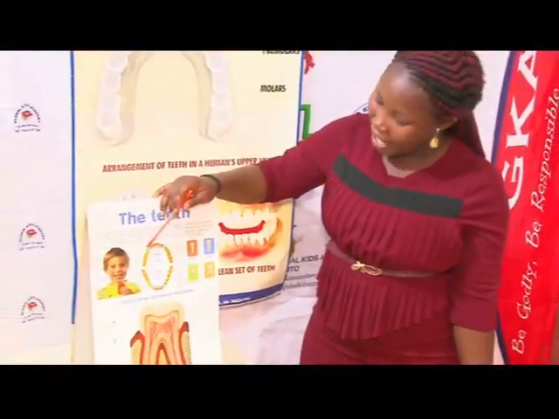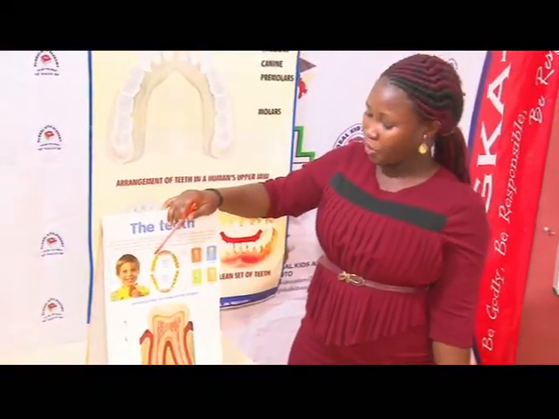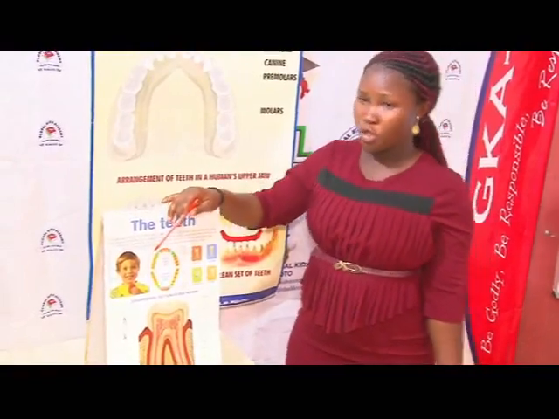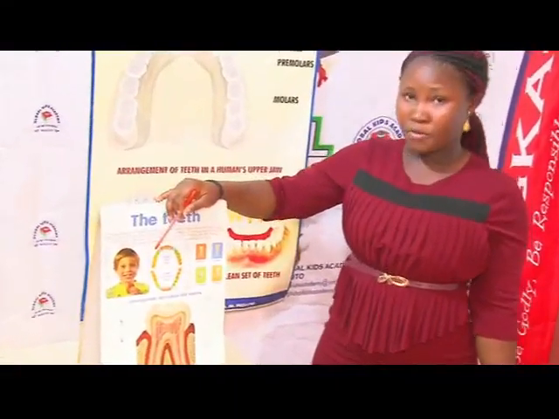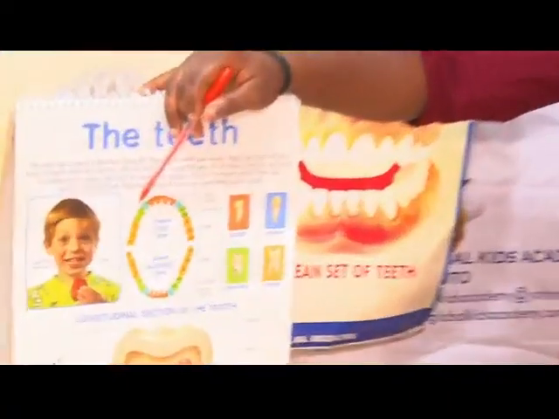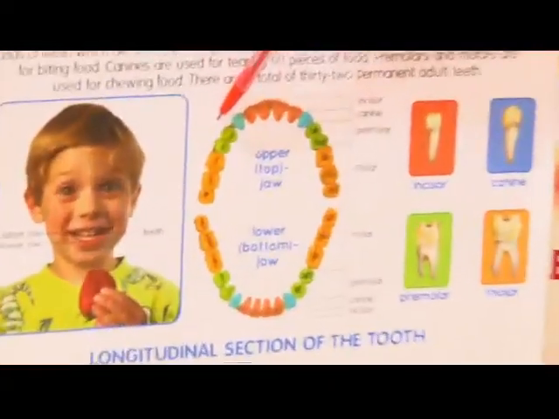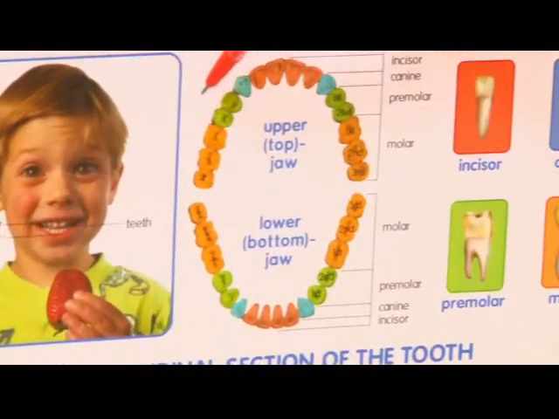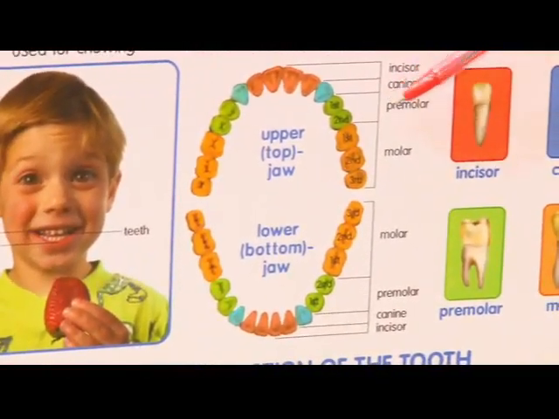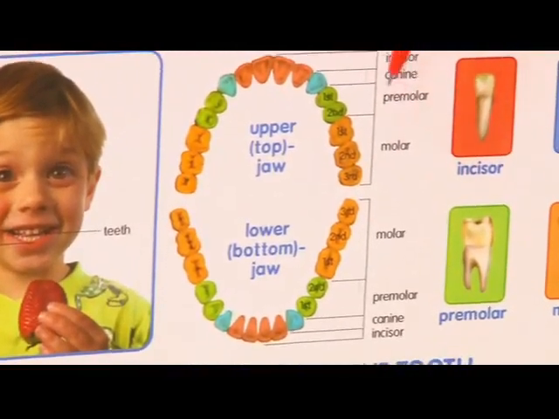The molars are used for grinding and for chewing. That is, if you want to swallow your food easily, you have to chew it properly and grind it into smaller bits. That is the purpose of the molars. The molars will help you to grind your food and to chew it.